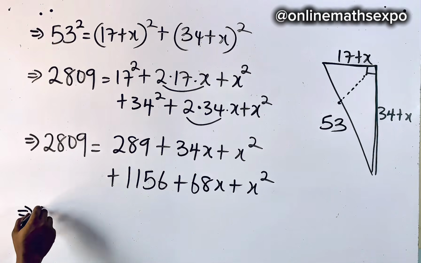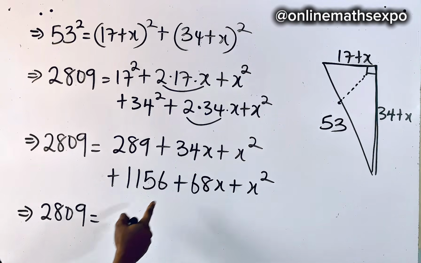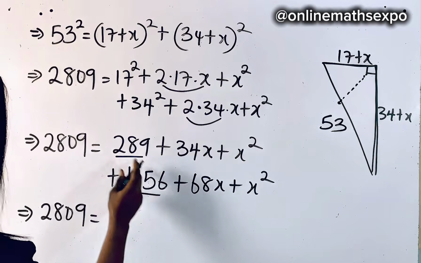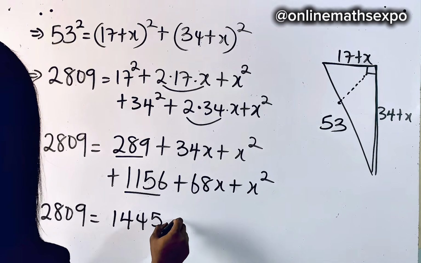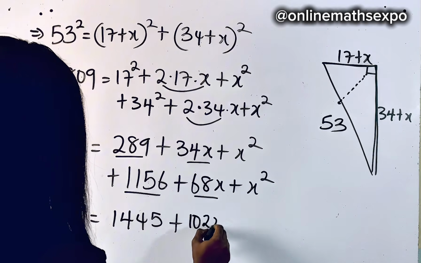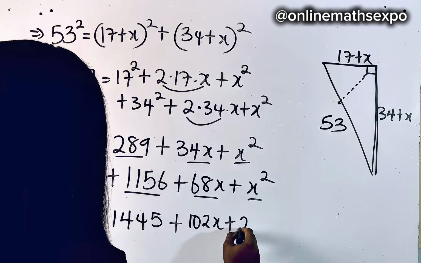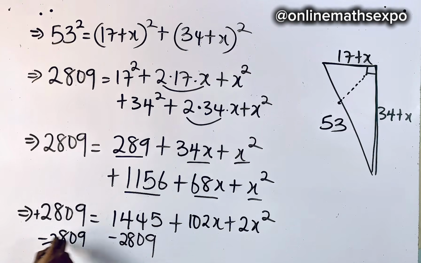Let's collect like terms. We have 2,809 is equal to, we can add these two, it gives us 1,445 plus, add these two, it gives us 102x, add this, it gives us 2x squared. Now what do we do next? Let's remove this, and because it's positive, you are going to subtract. So we subtract it from both sides, and this will take off this.